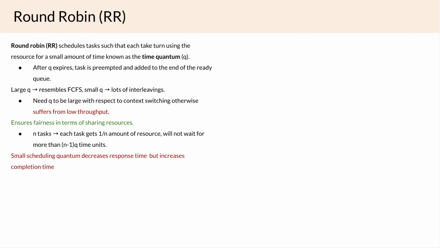In contrast, if we have a very small quantum, then we're going to have a lot of interleaving, a lot of taking turns between different threads. And so we need to balance out our value of the time quanta to avoid this effect of either resembling FCFS too closely or having way too much context switching, which is going to give us low throughput, as we previously discussed. So just keep in mind we want to make a balanced time quanta so that we don't let threads run for too long or too little.